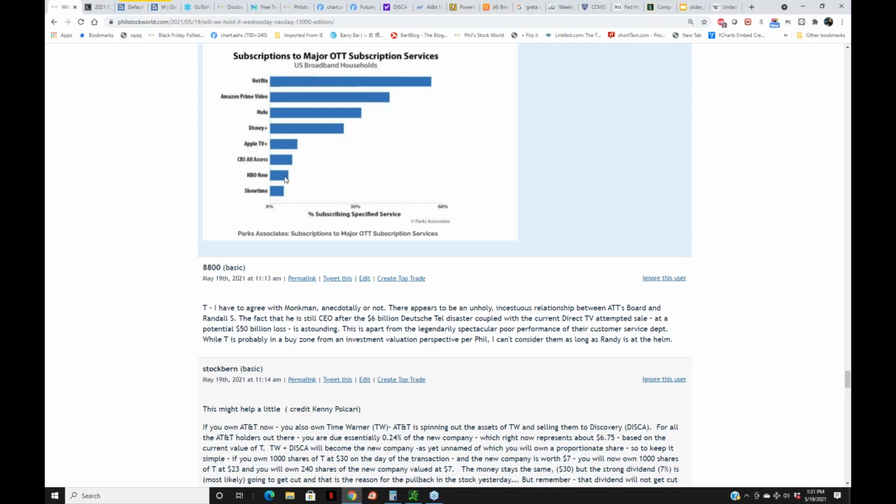But the bottom line is, look at the road they've got to climb. They're merging with Discovery, who's down here somewhere below this. That'll put them on par with CBS, and they've got to build their base from there to try to catch up. But this is a big market share. 60% of the people have Netflix, 45% have Amazon. It's going to add up to more than 100% because people have more than one. 30-something percent have Hulu, 30% have Disney.